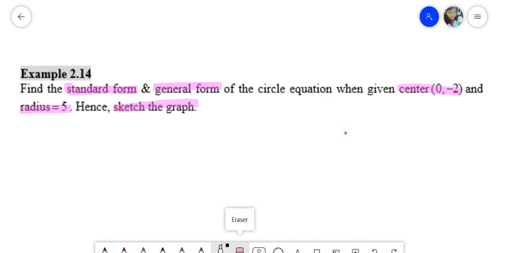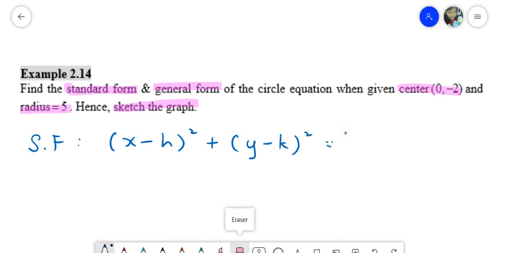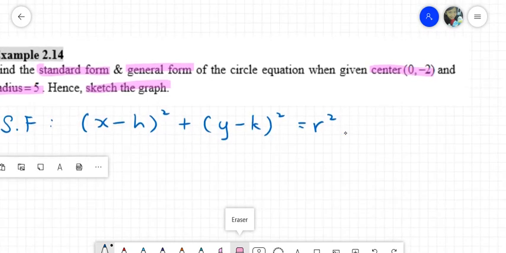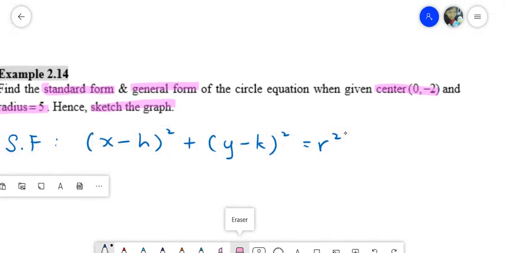Okay, let's start with the standard form first. You may just write down standard form. So what is your standard form of the circle? It will be (x - h)² + (y - k)² = r². From here, the question already gave you this is your h, this is your k, am I right? And the radius is your r, right?